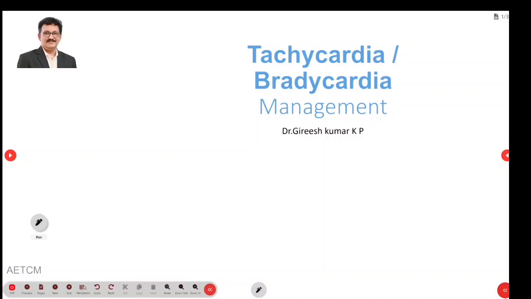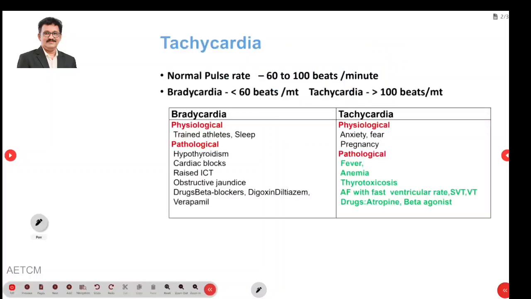Now let us discuss the second part of ECG, that is tachycardia, bradycardia and its management. We have already learned that the normal pulse rate in a human being is 60 to 100 beats per minute, which is regular. If the heart rate is less than 60, some books have given 50. For practical purposes, we will take 60. Bradycardia means heart rate less than 60. Tachycardia means heart rate more than 100 beats per minute.